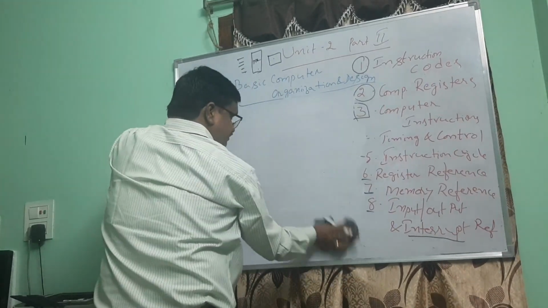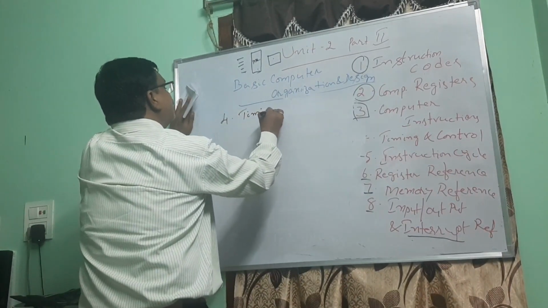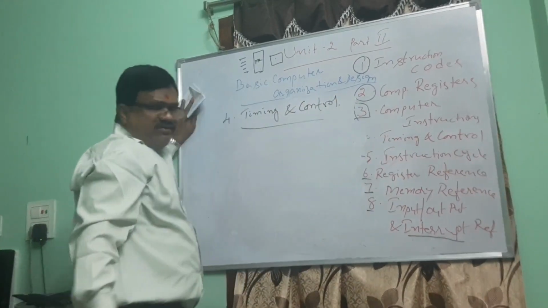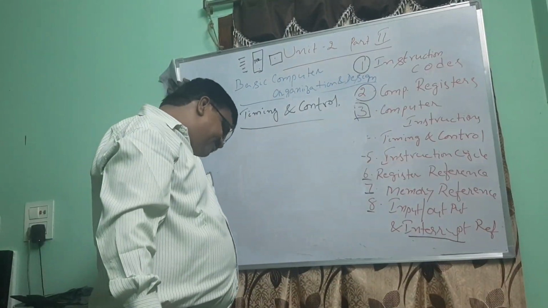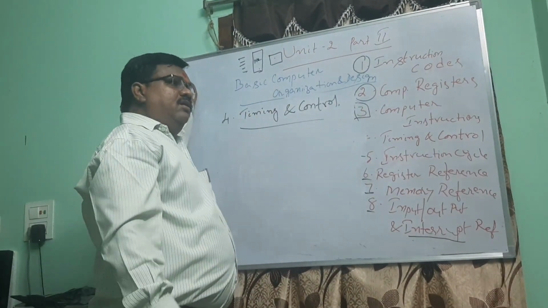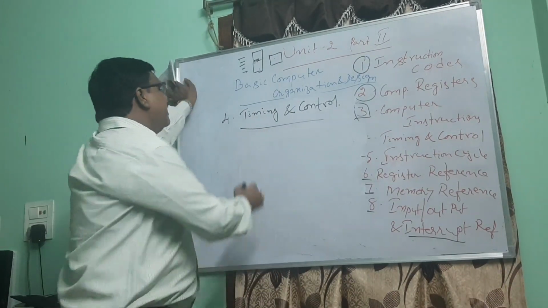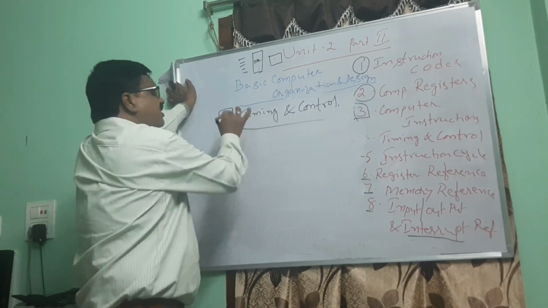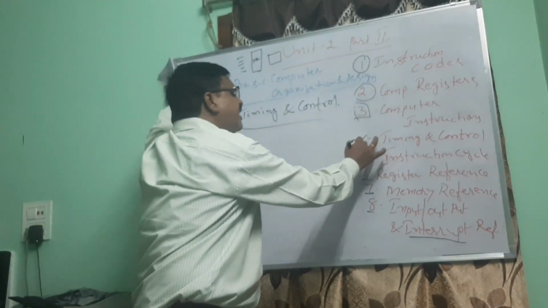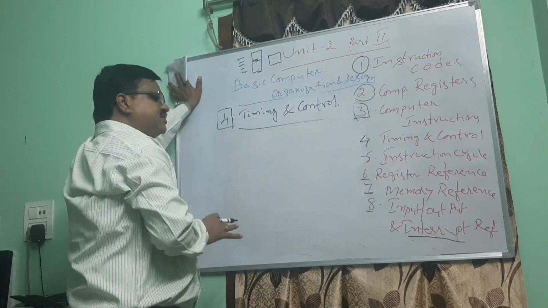Now the fourth one is timing and control. In fact, if you have a syllabus copy with you, or else the syllabus copy I already posted in your Google Cloud, you can go through it and download it. You can see this timing and control part is not given in the syllabus of this part 2 in Unit 2, but it is somehow related with the remaining things. That's why even though it's not there in the syllabus, we have to discuss it.